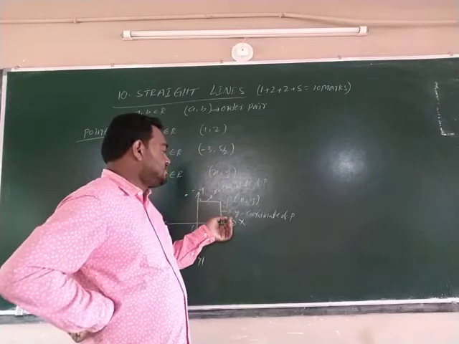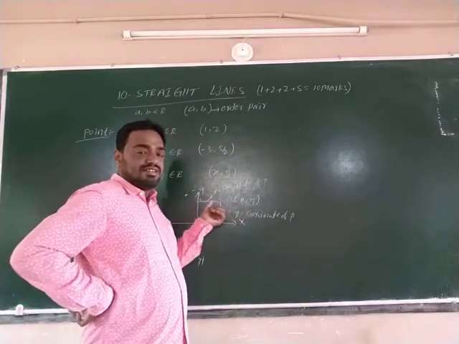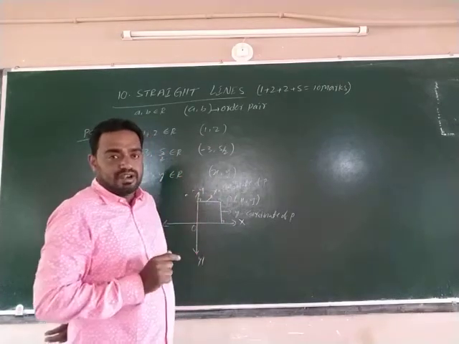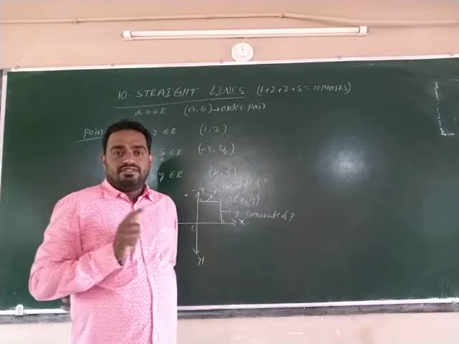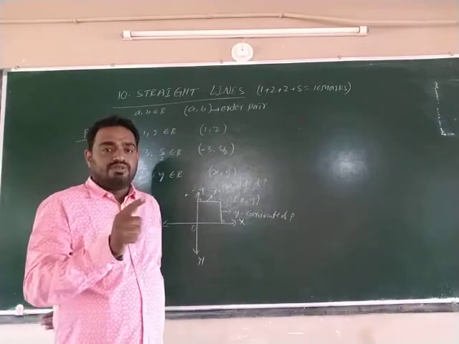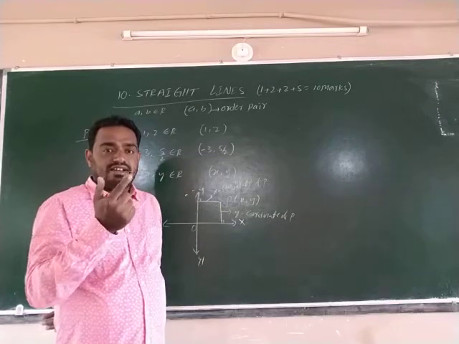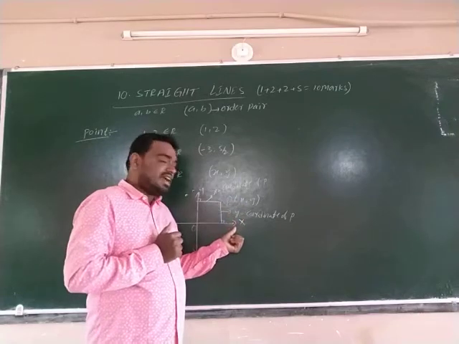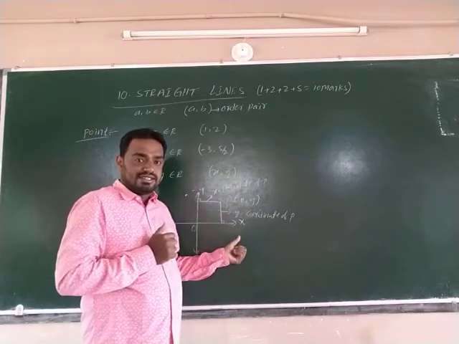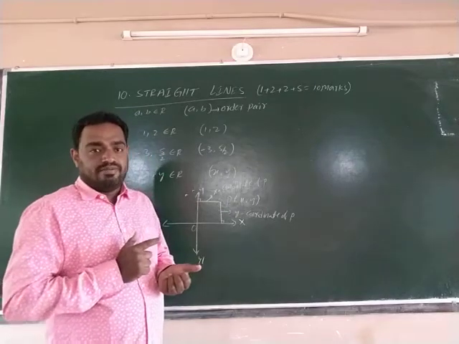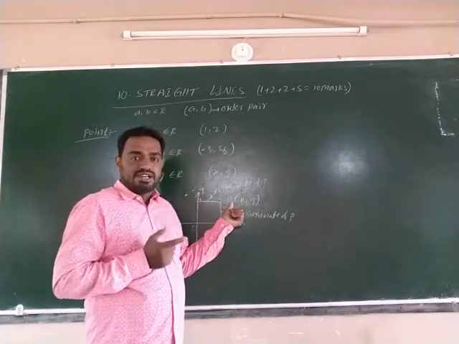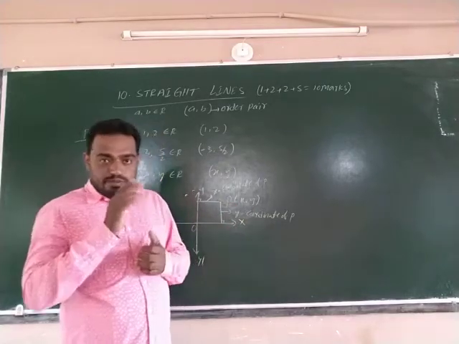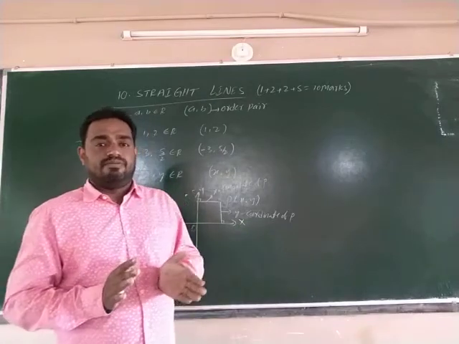The perpendicular distance from P to y axis is called x coordinate. What is x coordinate? The perpendicular distance from P to y axis is called x coordinate. The perpendicular distance from P to x axis is called y coordinate. Perpendicular distance from P to x axis is called y coordinate. Right? Point and coordinates are clear.